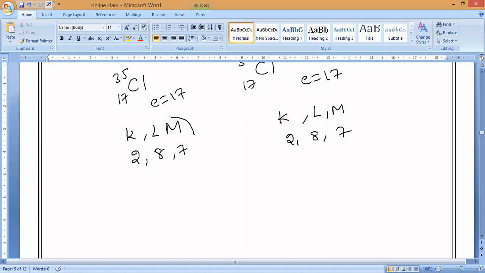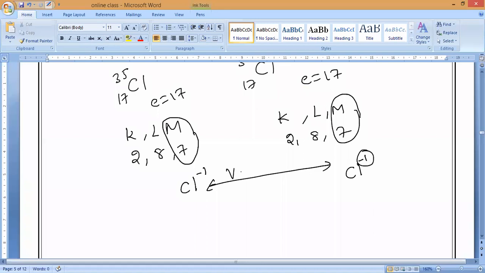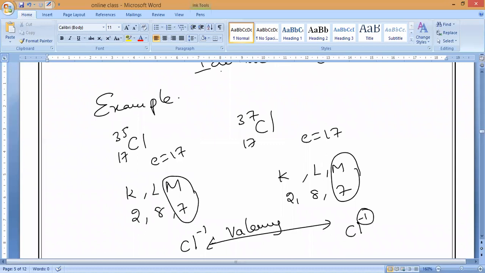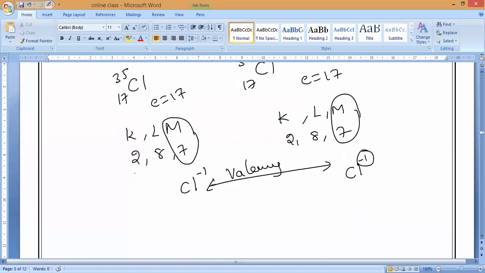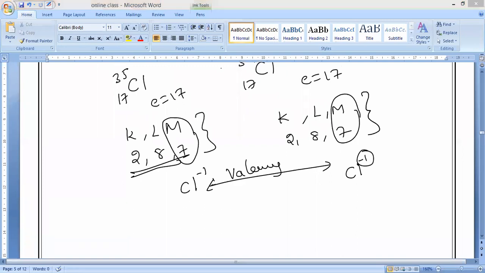So if you notice, here it will receive 1 electron, and here also it will receive 1 electron. So the valence is also how much? Chlorine -1. This valence is also chlorine -1. Yes or no, guys? Please respond, everybody. Even though the mass number differs, the valence is the same or not? So that is why we can say that the electronic configuration is the same, and the number of shells is constant, and the number of electrons is also constant. So they have the same identical chemical properties.